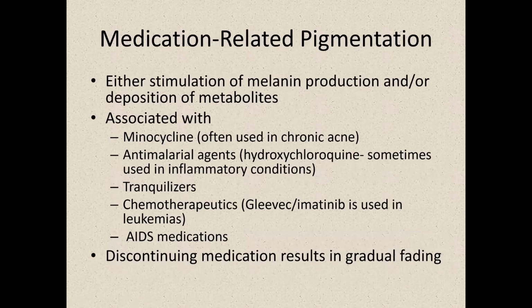A source of acquired pigmentation is medication-related pigmentation. And this has kind of two mechanisms. The first is either the medication itself can stimulate melanocytes to create more melanin, or it's from direct deposition of the drug into the tissue. So if the drug gets directly deposited into the tissue, then it can create a brown pigmentation.